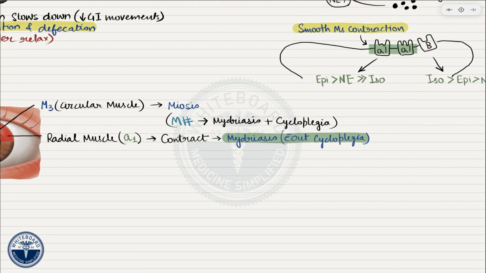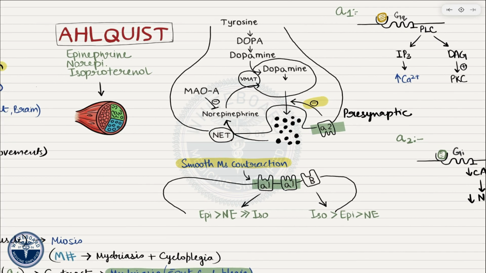Now, let's move on to the beta-2 receptor. Before discussing the functions of beta-2 receptors, there is an important concept we need to understand. Beta-1 receptors have approximately equal affinity for epinephrine and norepinephrine, whereas beta-2 receptors have a much higher affinity for epinephrine than for norepinephrine.